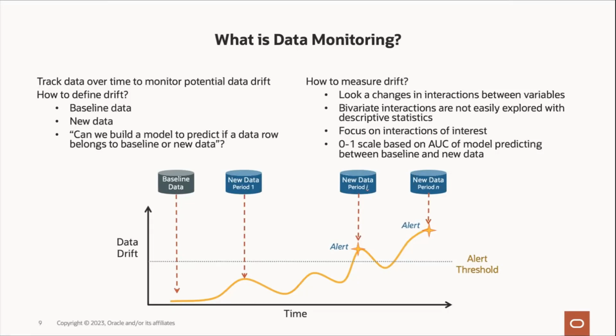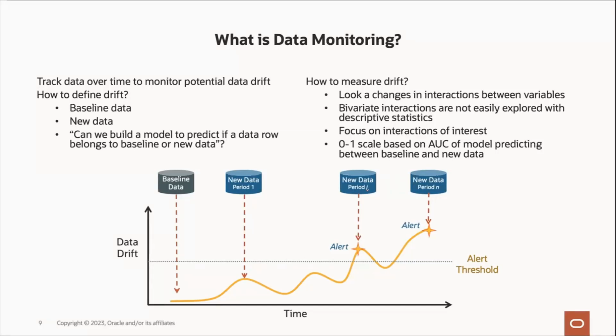A great way to think about it is in machine learning terms. So, could we build a machine learning model to predict if a given row of data belongs to the baseline data or to the new data? If you can build that model and it can predict accurately between the two time periods, then you've seen a significant amount of data drift. If it can't predict well between the time periods, then you've seen less drift, right?